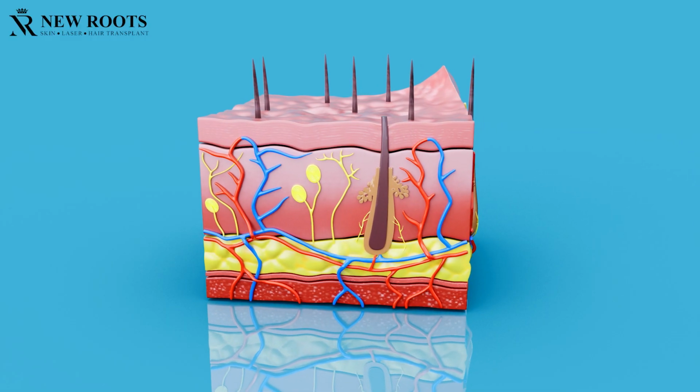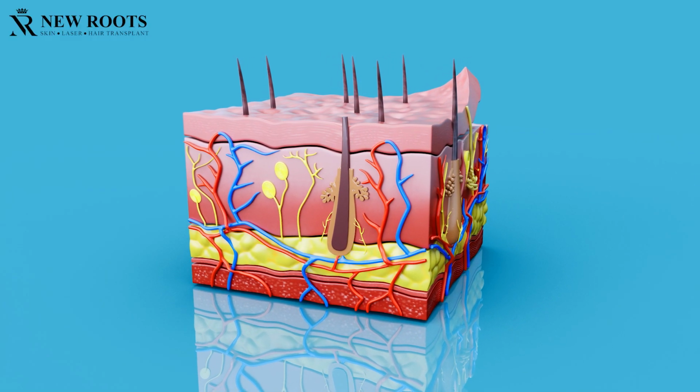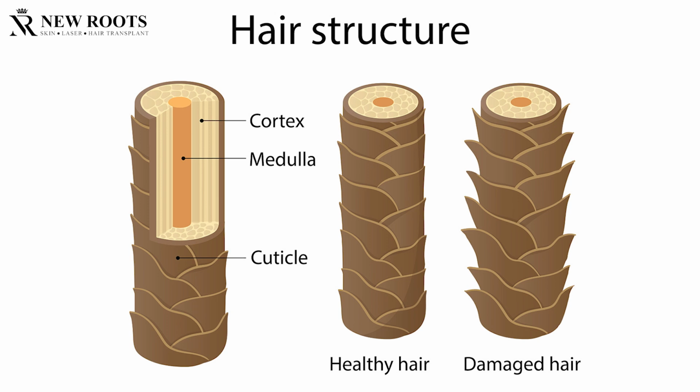Now talking about the hair, it has three coatings. The middlemost part is known as the medulla. The outermost covering is known as the cortex. Now the thickness of the cortex determines the thickness of your hair. The protective layer is known as the cuticle, which gives the shine, the luster to your hair. And it also protects the inner two layers.